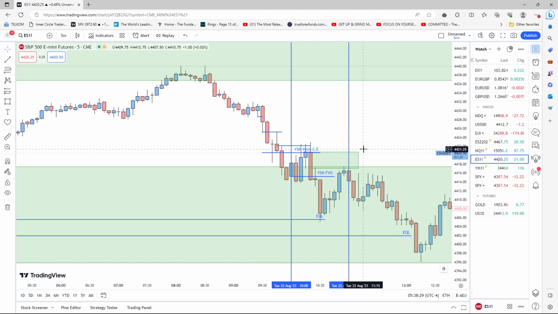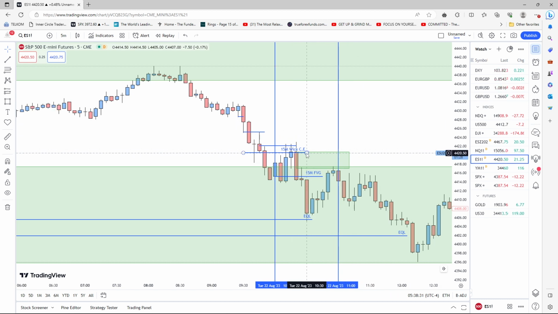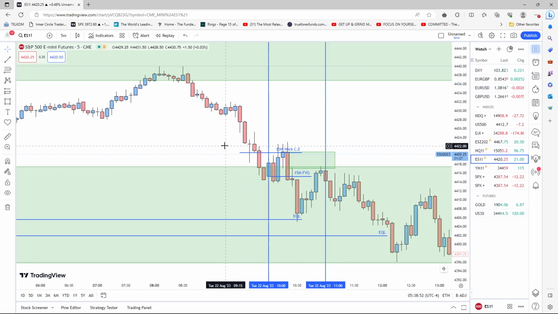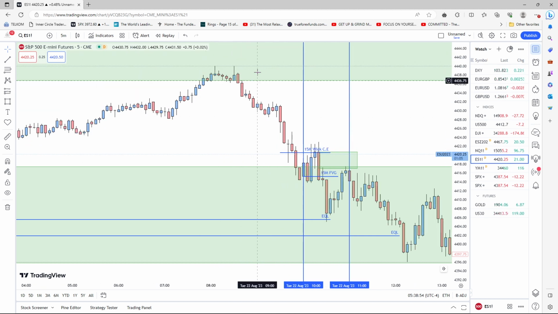So here we have this wick, consequent encroachment. That would be my higher time. Let's get rid of these order blocks. Those are lower time frame confluences, just so I kind of get in line with the ebb and flow of price. But that 15-minute wick consequent encroachment, that would be my higher time frame PD array. And we also have this daily fair value gap, which price traded and price reacted trading down lower.